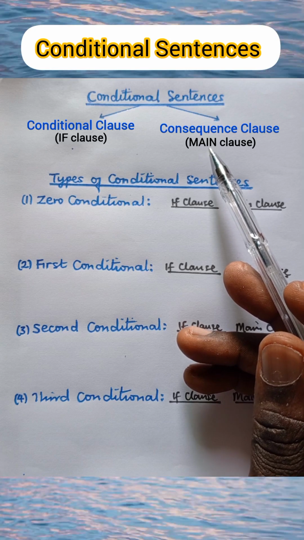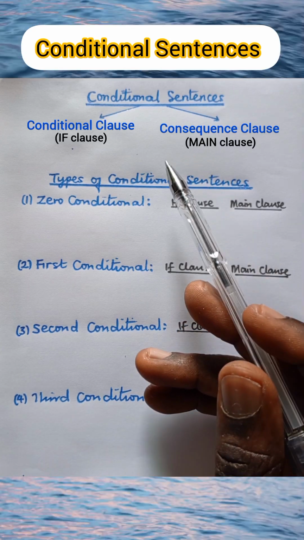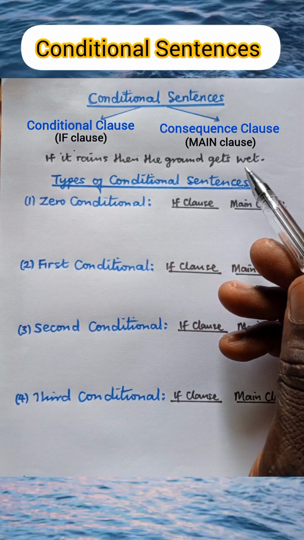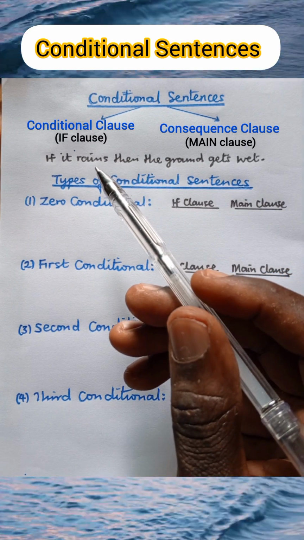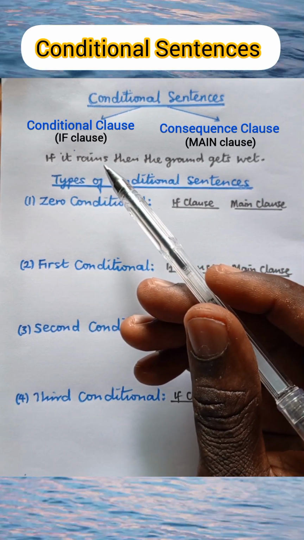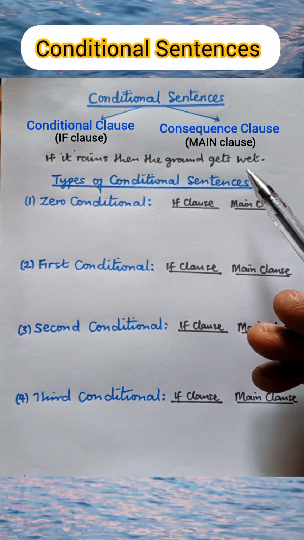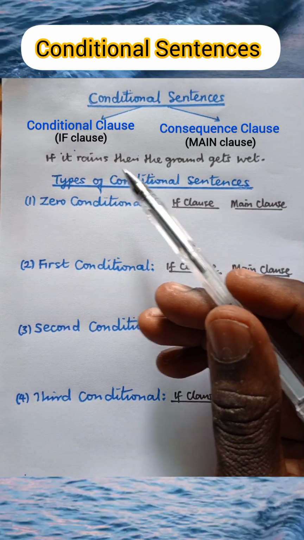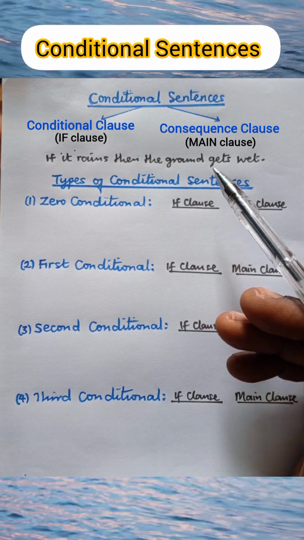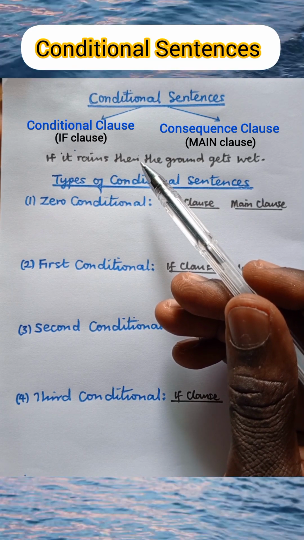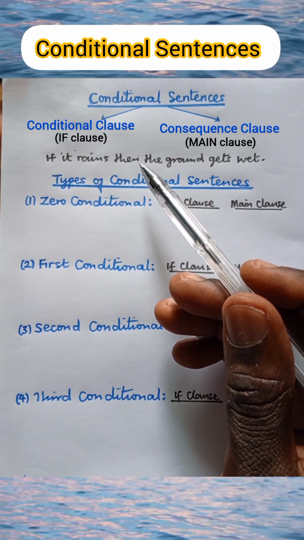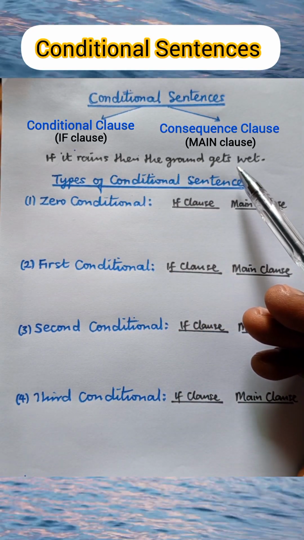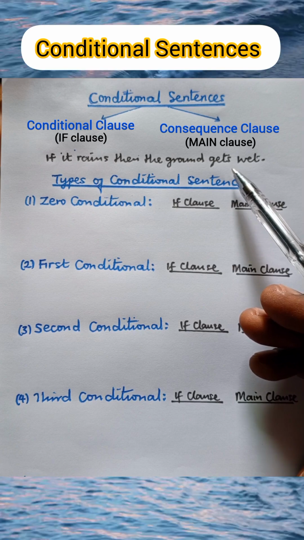Let us take an example of a conditional sentence. We have that if it rains, then the ground gets wet. The if clause in this sentence is "if it rains"; "then the ground gets wet" is the main clause or the consequence clause. You can see that the result of the raining is the ground getting wet. Most times, the "then" in the main clause is omitted and the sentence still remains the same. If it rains, the ground gets wet. This is an example of a conditional sentence.